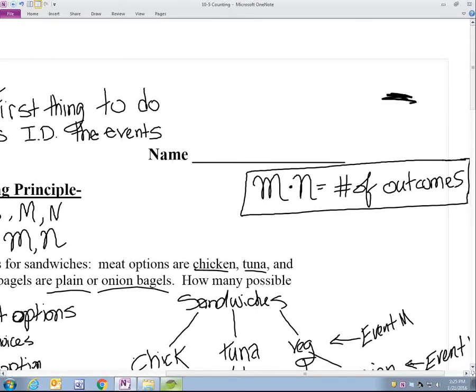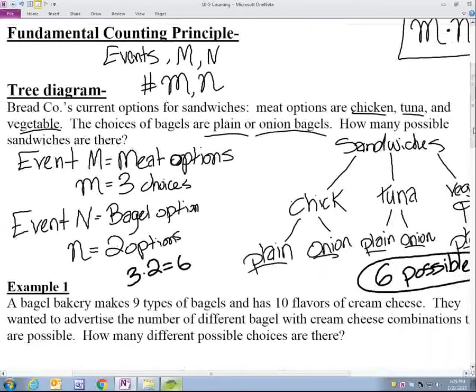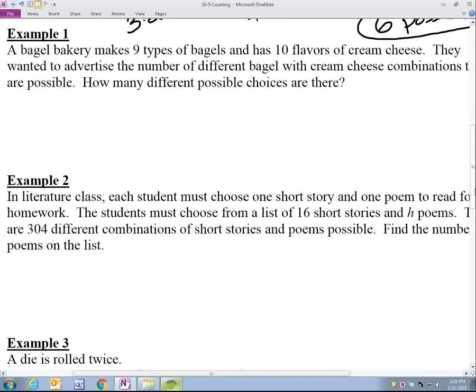So that is the m times n equals the amount of choices. So let's make another diagram from this. Example 1. The bagel shop makes 9 types of bagels and has 10 flavors of cream cheese. They wanted to advertise the number of different bagel and cream cheese combinations that are possible. How many different possible choices are there? Let's make a 90 option tree diagram, right? I really don't want to be here until 5 p.m., so no.